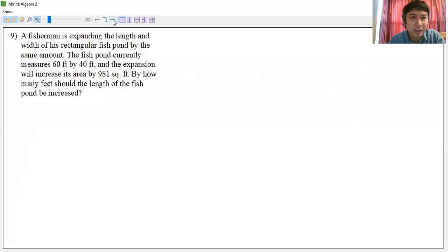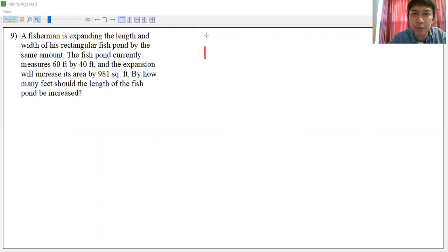So originally the fish pond is 60 by 40. After expansion, it will increase its area by 981. That is the additional area. By how many feet should the length of the fish pond be increased? All right, let's draw our diagram first. Let's make a small diagram here.